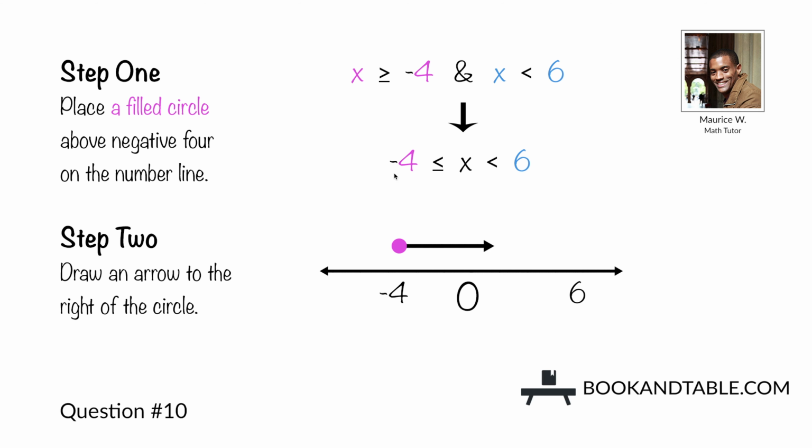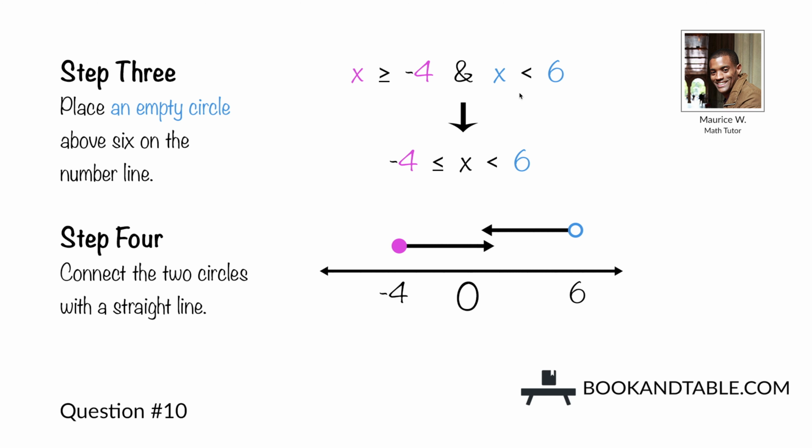So once we do steps 1 and 2, we wind up with this. A filled circle above -4 and an arrow to the right. And then we go to our second expression, x is less than 6. So step 3, place an empty circle above 6 on the number line. Step 4, we want to connect the two circles with a straight line. Again, we were going to draw this line to the left, but since we have this circle over here with a line going to the right, we connect the two of them, and this winds up being the answer to question number 10.